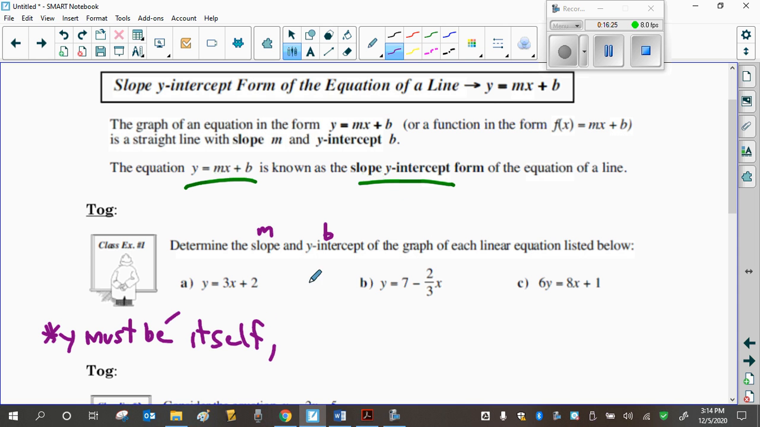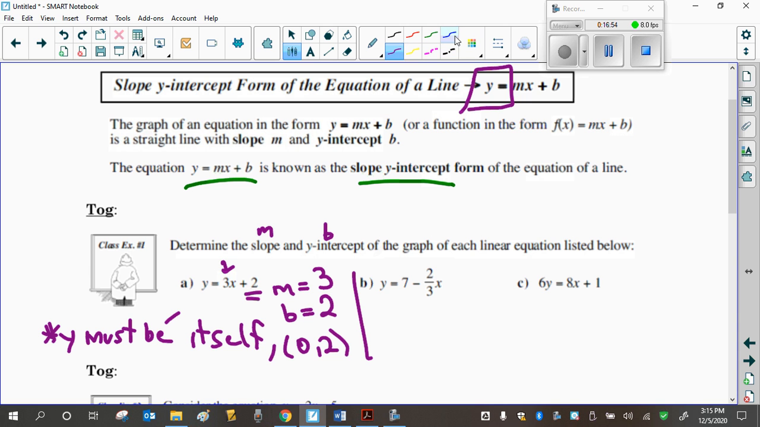Okay, it starts with y equals. If that's the case, the number in front of the x is the slope, and the number at the end is the y-intercept. So I'm going to write it twice. I'm going to write down b equals 2, and then you have to write it as an ordered pair, 0, 2. Okay, that's what you can get from that.